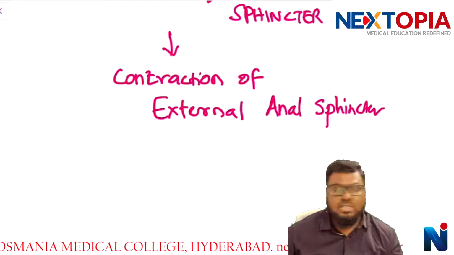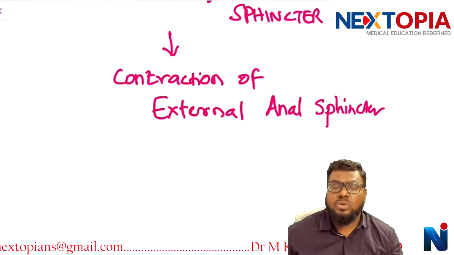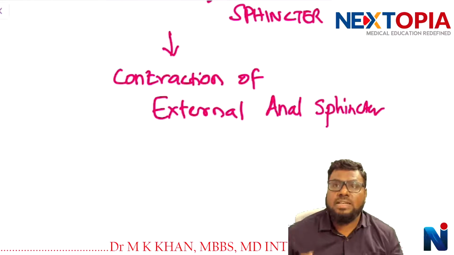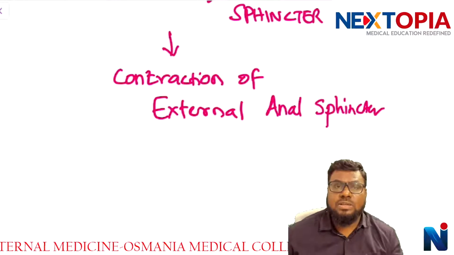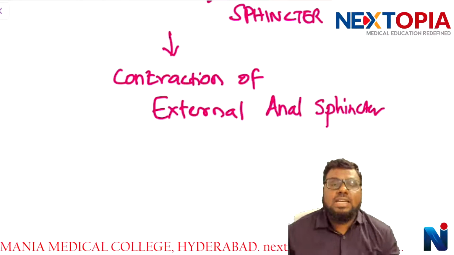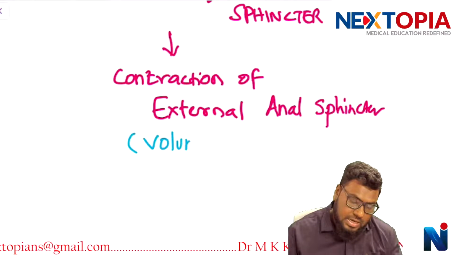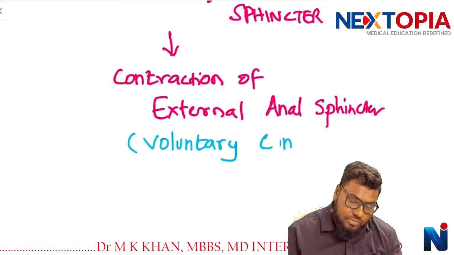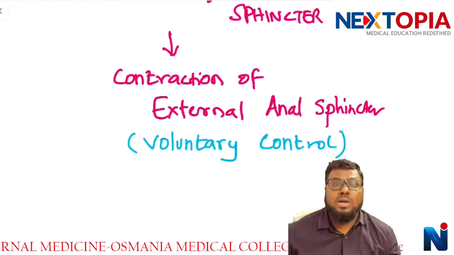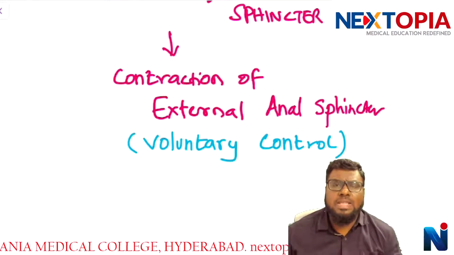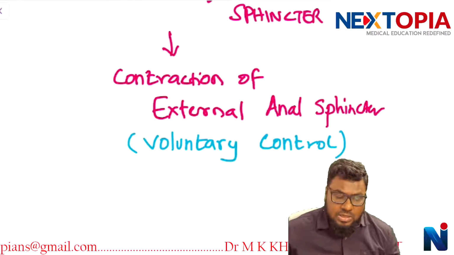Now voluntarily you start searching for a washroom, and once you find a nice place, you go and sit there. You are ready. Your brain should understand that this is the right place to empty your stools. Then there is relaxation of the external anal sphincter. Please remember, external anal sphincter relaxation is under voluntary control. It occurs only when you find the right place, and this is under the influence of your cerebral cortex.